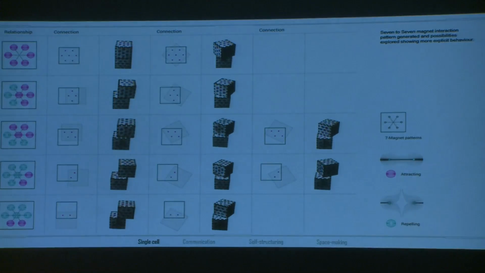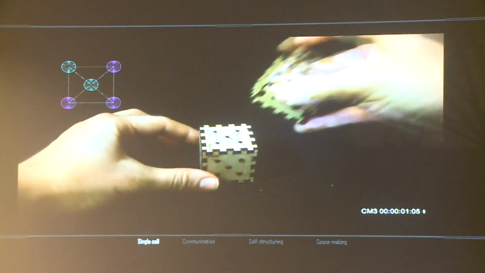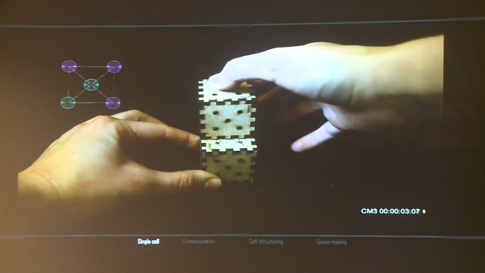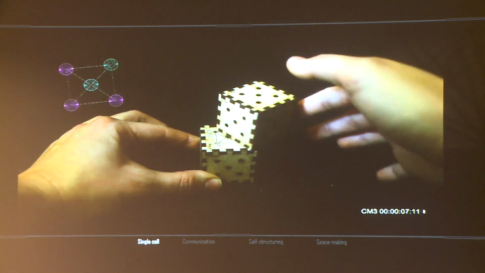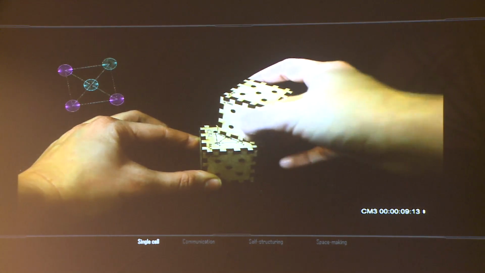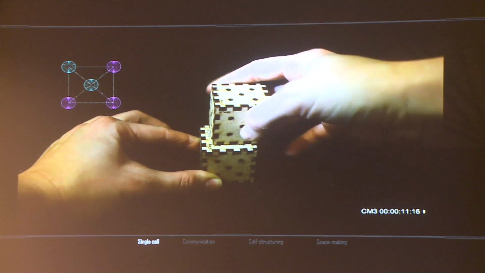We initially started our design research by investigating local interaction between two bodies. Through the use of magnetic patterns, we were able to understand how two bodies can interact by changing the polarity of the magnets. Here we can see how one cube is able to interact with another one.